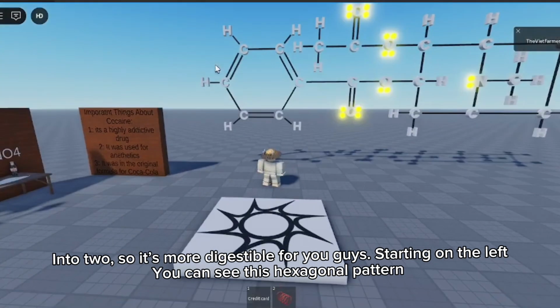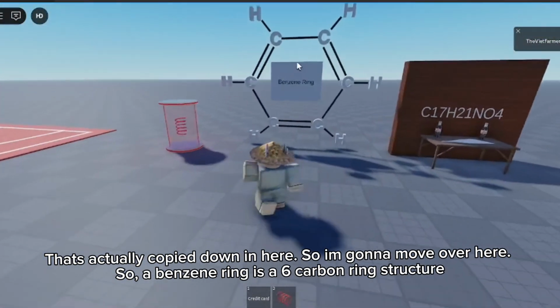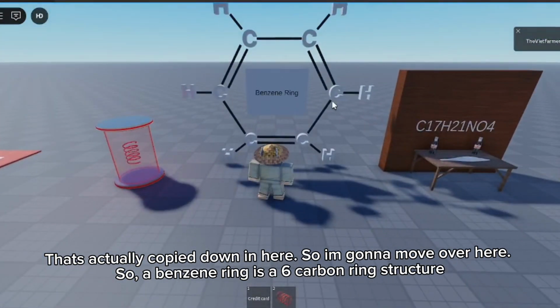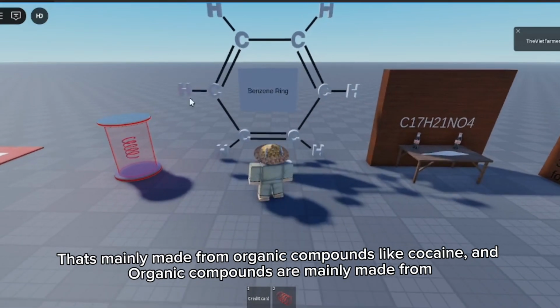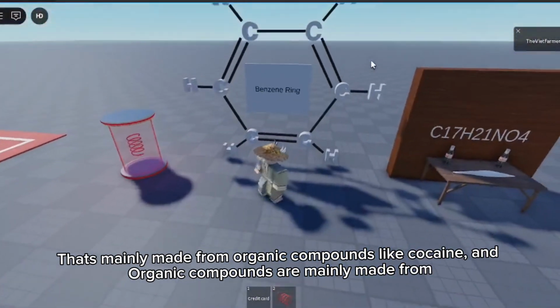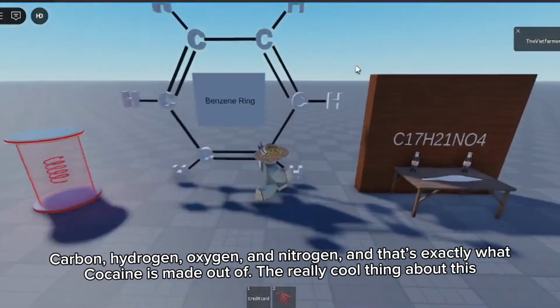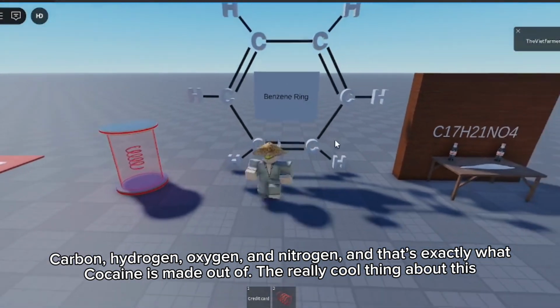Starting on the left, you can see this hexagonal pattern that's actually called a benzene ring. So I'll move over here. So a benzene ring is a 6-carbon ring structure that's used for many organic compounds like cocaine. And organic compounds are made mainly from carbon, hydrogen, oxygen, and nitrogen. That's exactly what cocaine's made out of.